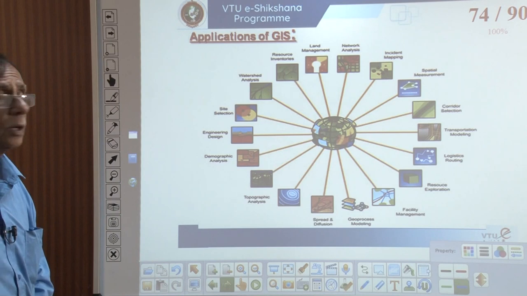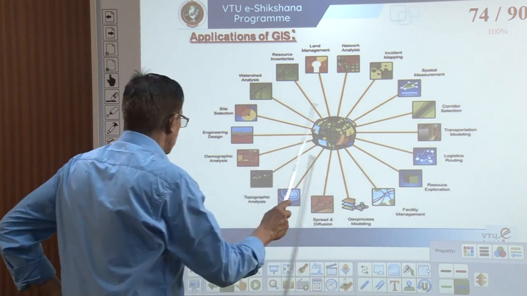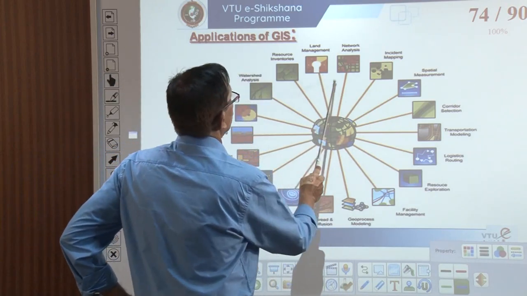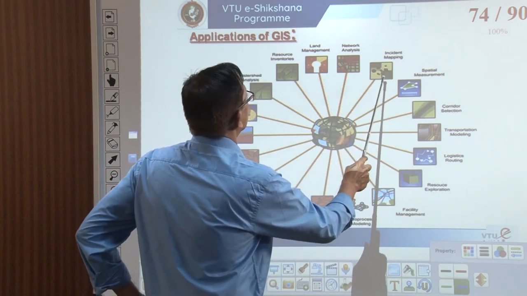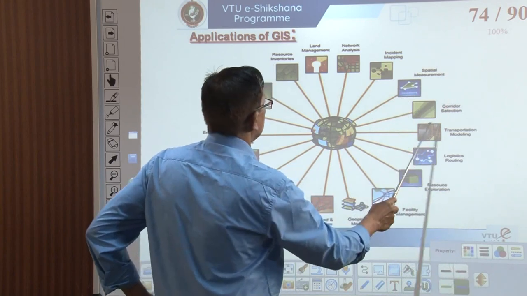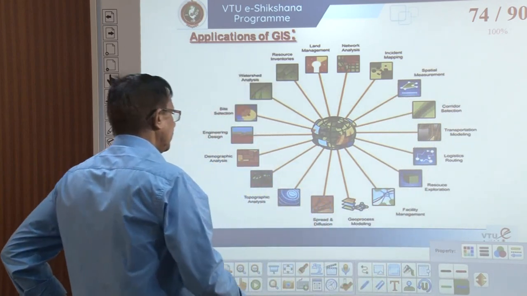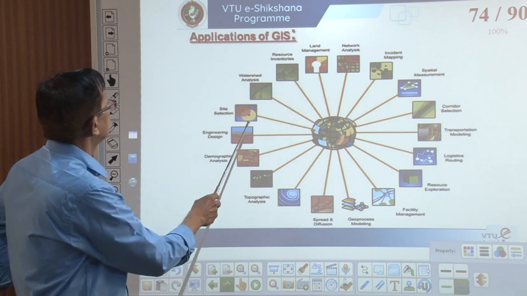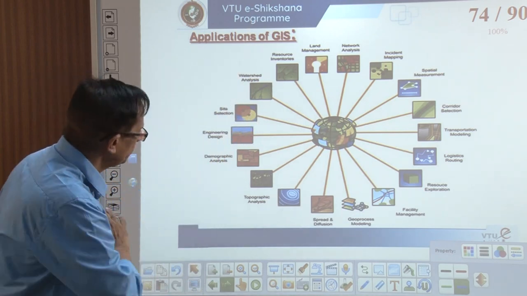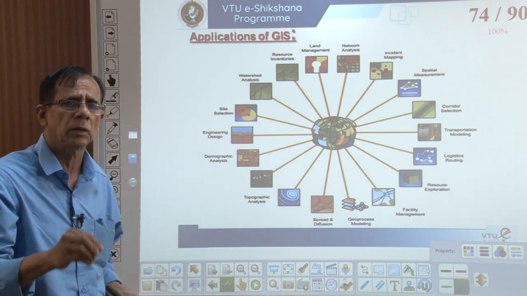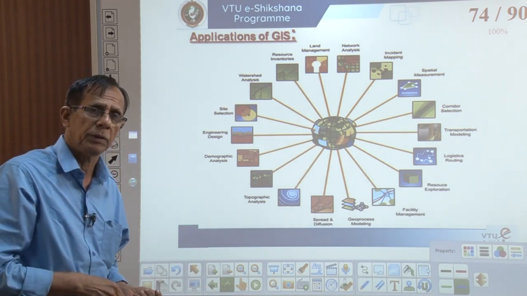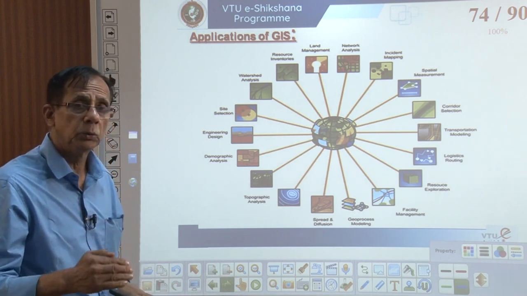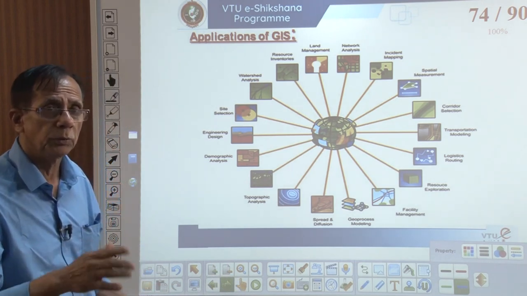Where exactly can I make use of this? Satellite images and GIS find wide application in any field you mention on the earth. So land management, network analysis, incident mapping, spatial measurement, corridor, whatever you say, topographic or demographic, engineering design, site selection, watershed analysis. You say any field, everywhere GIS is now finding its application. So modern geo tools or anything requires the use of GIS.